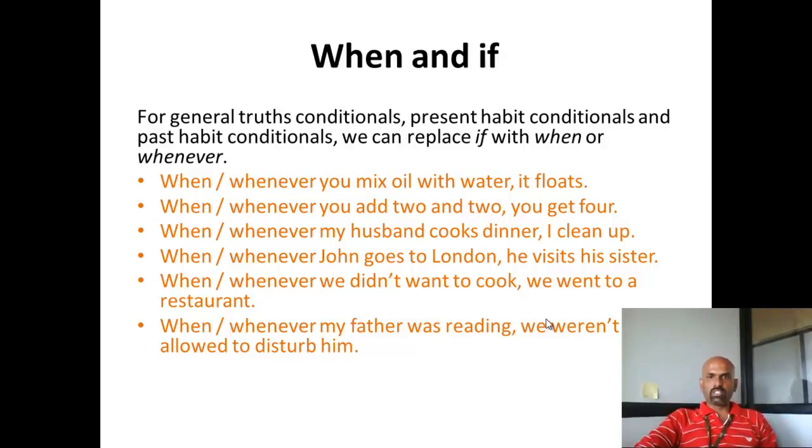Whenever my husband cooks dinner, I clean up. Whenever John goes to London, he visits his sister. Whenever we didn't want to cook, we went to a restaurant. Whenever my father was reading, we weren't allowed to disturb him. So this is another new thing. In the place of if, you can use when or whenever also.